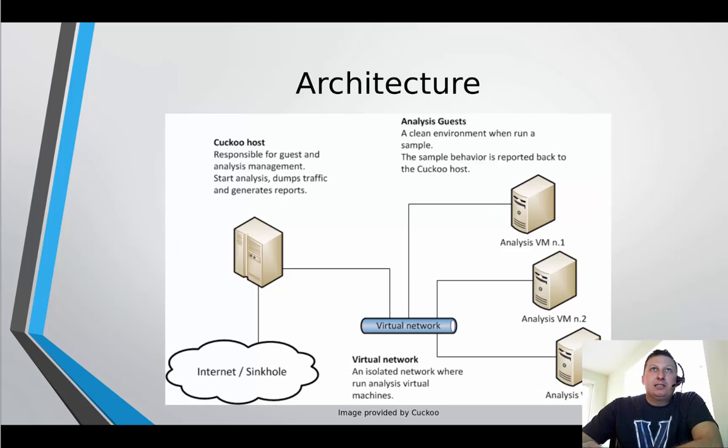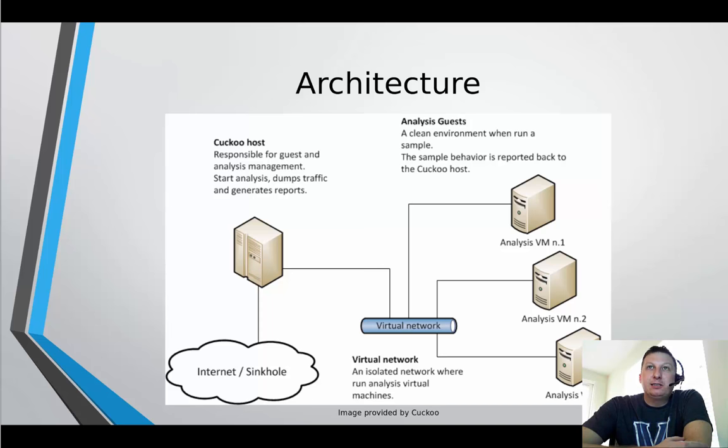So Cuckoo provided this image based on architecture, how it would look. So we have our Cuckoo host on the top left there. That will be my Ubuntu box that we're running on. I have the Cuckoo code launched off of that. From that Cuckoo host, I have VMs that are running on top of that. And each of these VMs holds an operating system depending on how I want to launch the malware code.